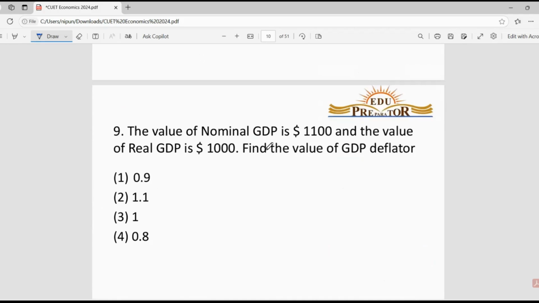Next, the value of nominal GDP is 1100 and the value of real GDP is 1000. Children, we are aware what the GDP deflator is. GDP deflator is nominal GDP upon real GDP into 100, which means it should be 1100 upon 1000 into 100. Or even if I ignore 100, according to the given values, it should be 1.1. So the correct option is option number 2, right?